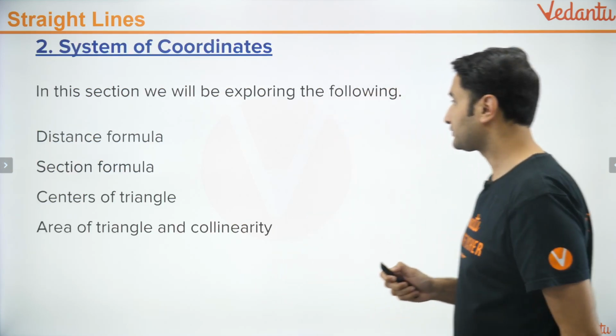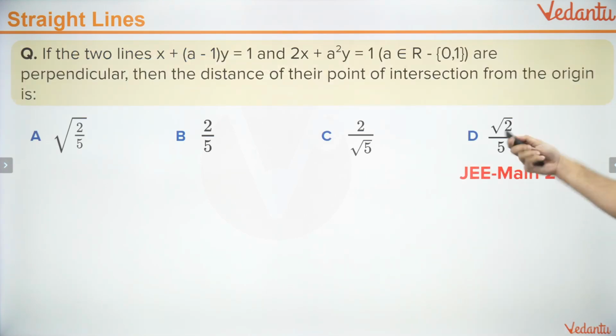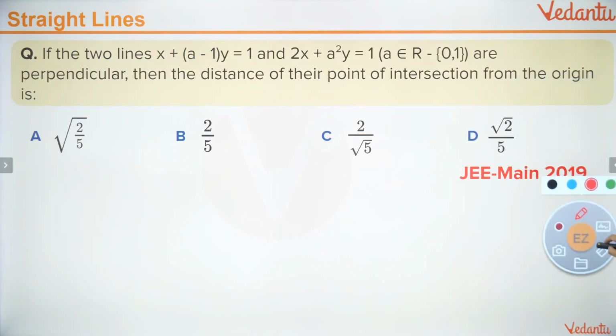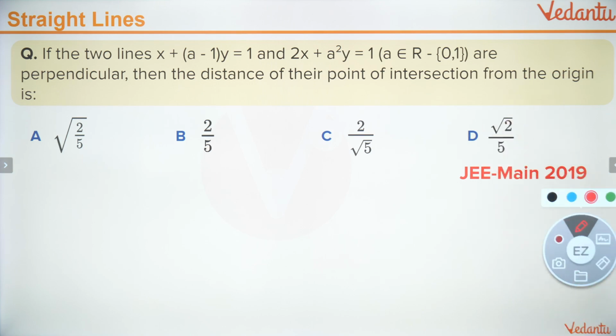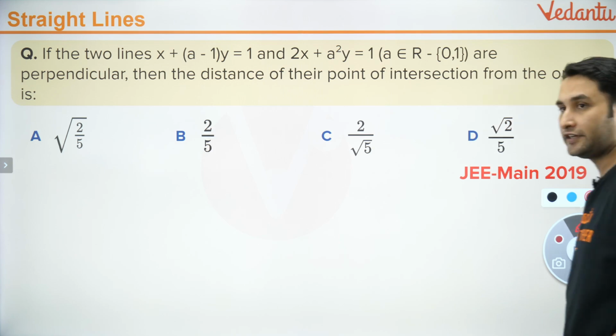Let's leave all this theory and come to the question. Let's come to the question. Look at this. If the two lines this and this are perpendicular, then the distance of their point of intersection from the origin is. Read it.